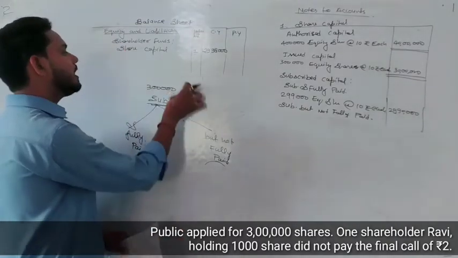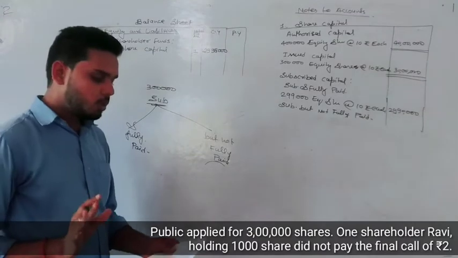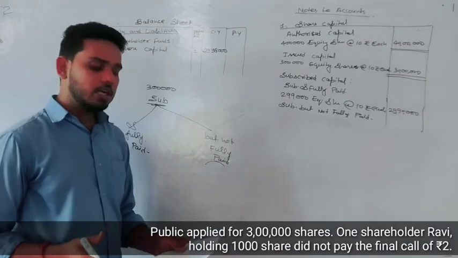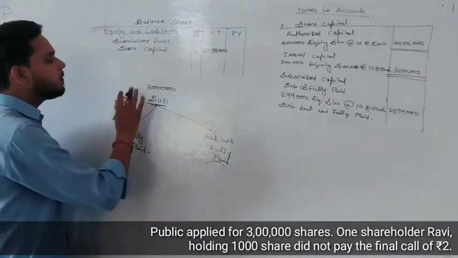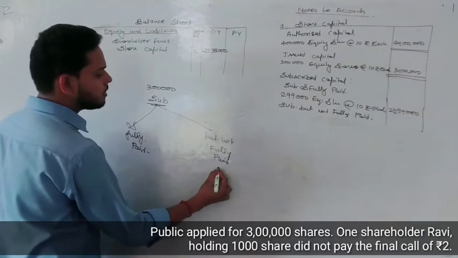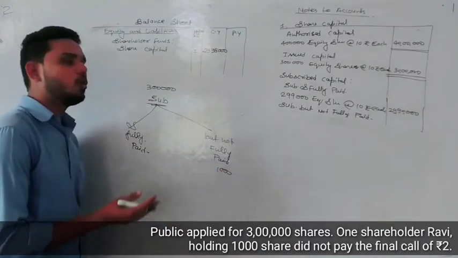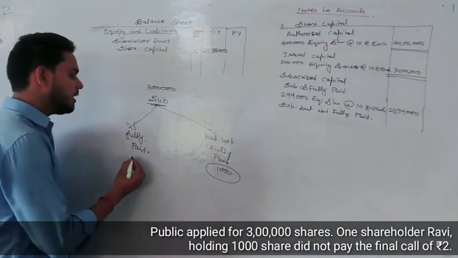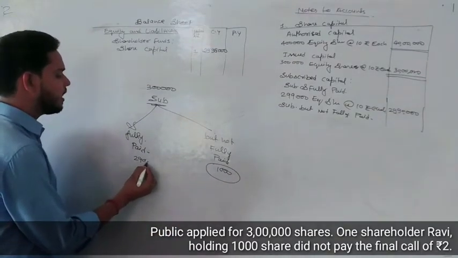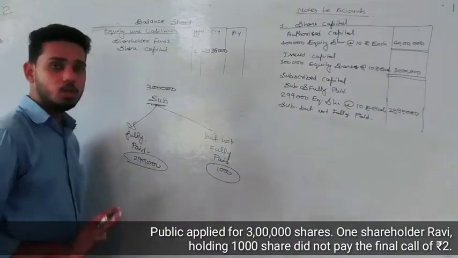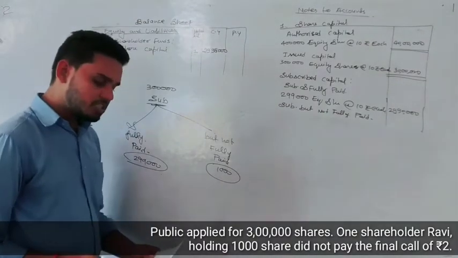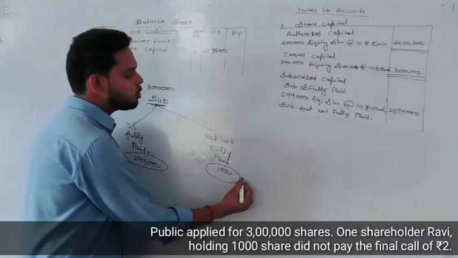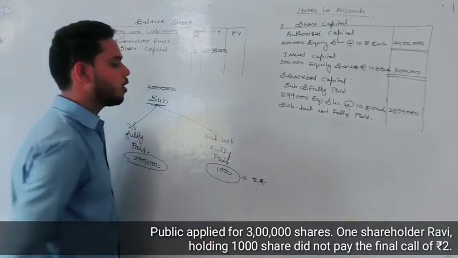So what will we do? We will write here 3 lakh in the subscribed. It says that one shareholder, Ravi, holding 1000 shares did not pay the final call. So if from these 3 lakh shares 1000 shares have not paid all the money, we will write 1000 shares here and the remaining shares, 2,99,000, will be written here. Now on this share how much is not received? The final call of 2 rupees is outstanding, so on this share 2 rupees is not paid.